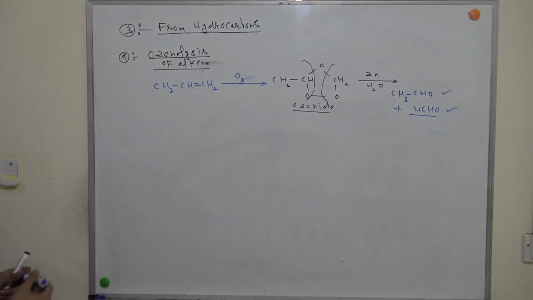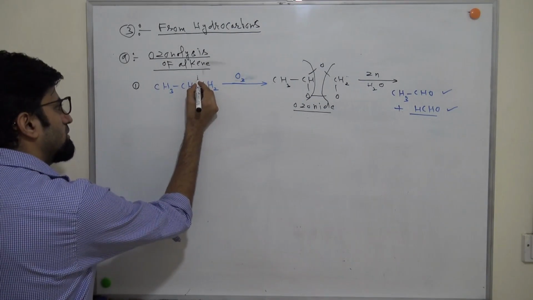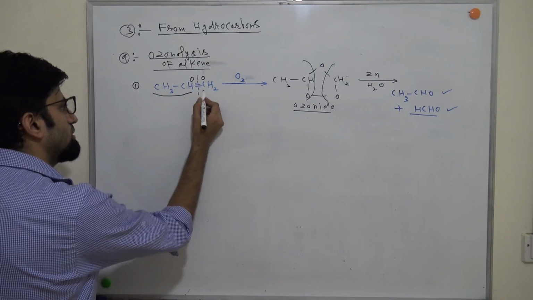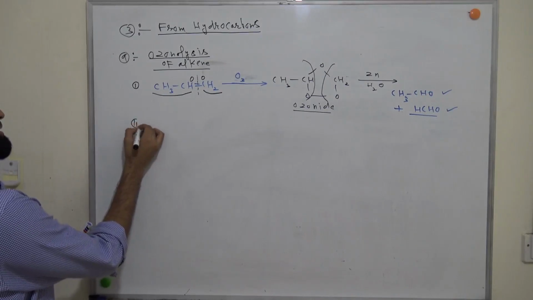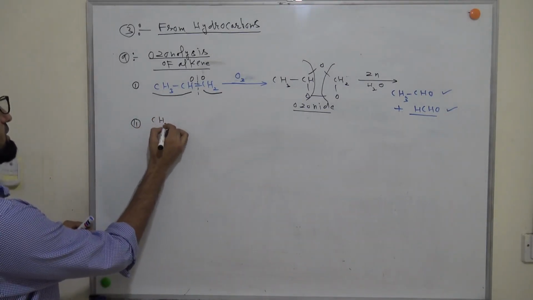Understood? Similarly, or trick-wise, you can solve it like this. Basically, break this double bond, put O, put O. What is the answer? CH3CHO, HCHO. Understood? Second, let's take a ketone example.